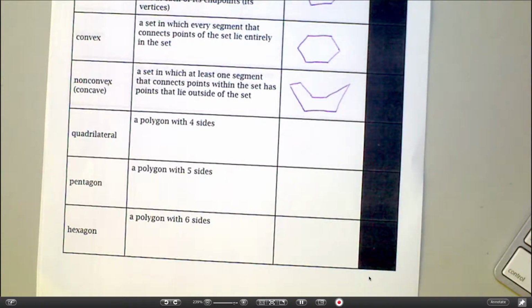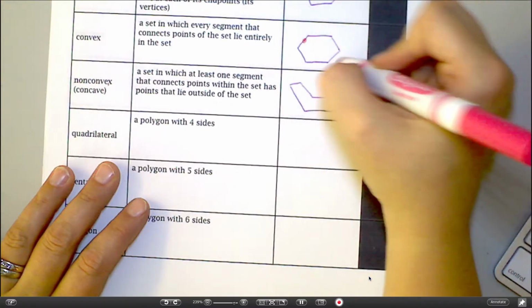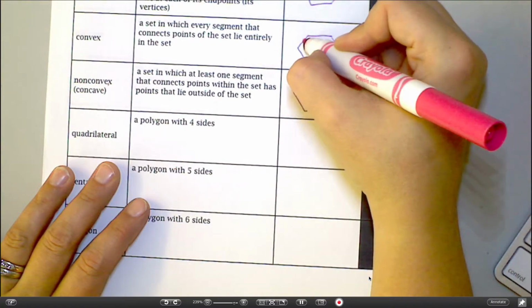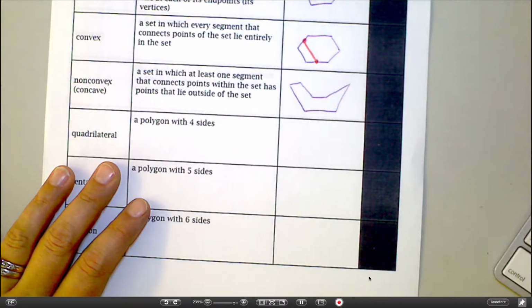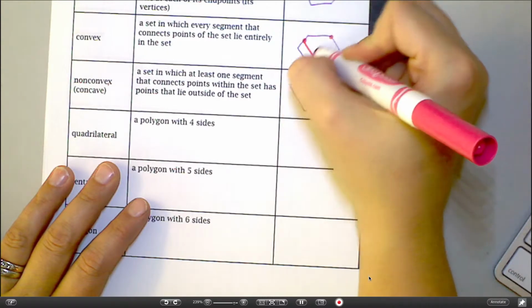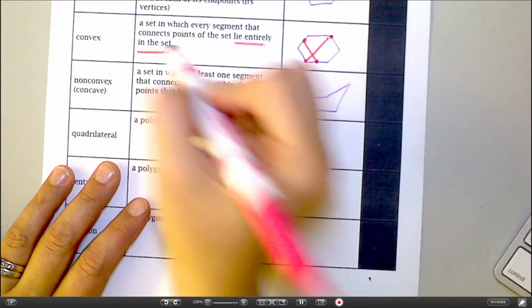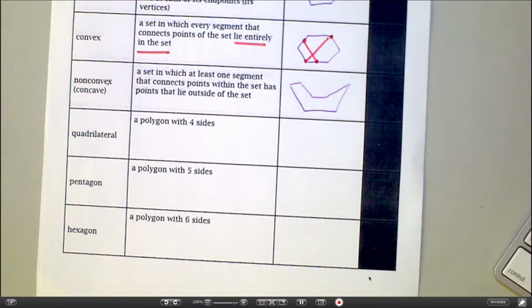And here's why. The technical definition of convex is if I pick any 2 points on this figure, so I could pick like this point and this point, and I connect them. See how that pink line stayed inside the shape? Is there anywhere I could connect 2 points on this figure and make that pink line go outside of the shape? No. In a convex figure, every time you connect 2 points, the segment lies entirely inside the shape. Okay? So when you draw that line, it's entirely inside the shape.